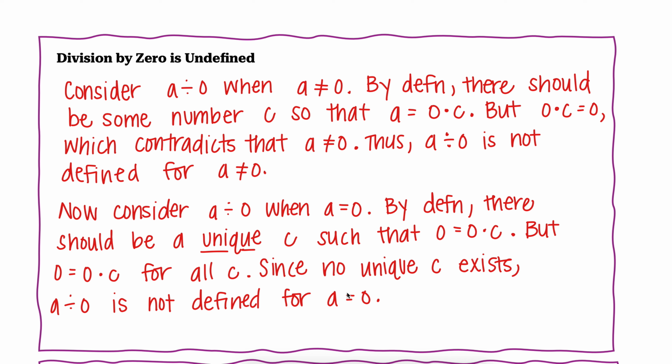Because we don't have a unique c, we say that a divided by 0 is not defined for a equals 0. Since a is either equal to 0 or it's not, we've considered all the cases and shown that division by 0 is undefined across the board.